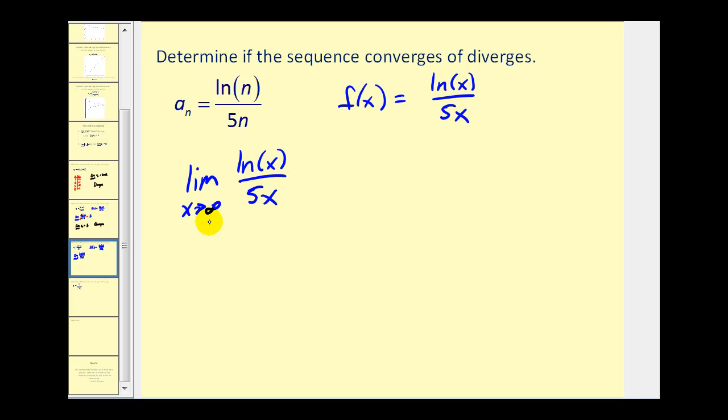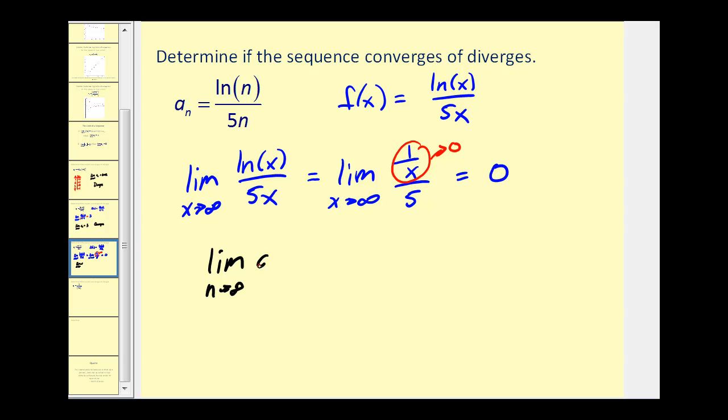As n approaches infinity, this is in the form of infinity over infinity. So to find this limit, we can apply L'Hopital's rule, which means we can find the quotient of the derivatives and see if we can find the limit of that instead of this original quotient. The derivative of natural log x would be 1 over x. The derivative of 5x would be 5. We could simplify this if we want, but as x approaches infinity, this approaches 0, and this is not affected by x. Therefore, this limit is equal to 0, so we can conclude the limit of the sequence as n approaches infinity is also equal to 0, and therefore converges.